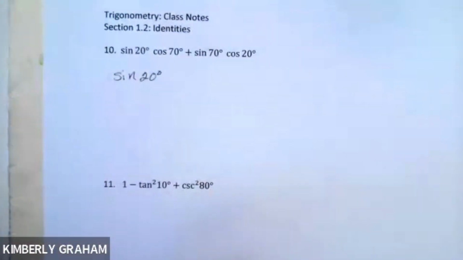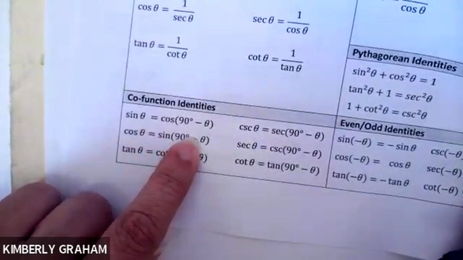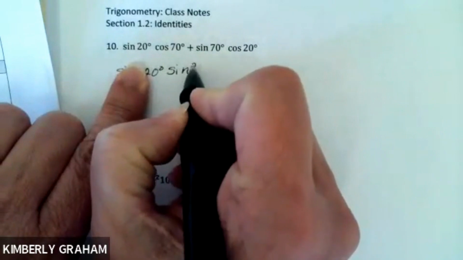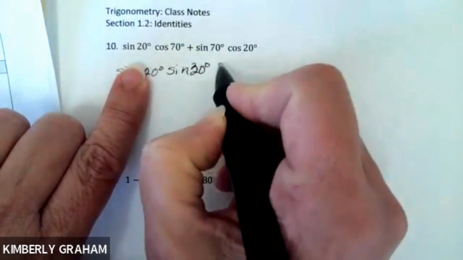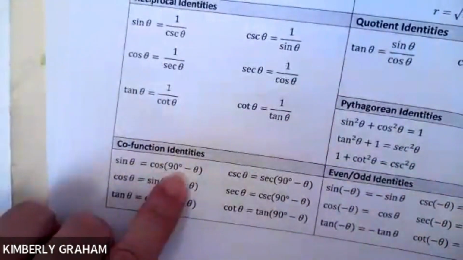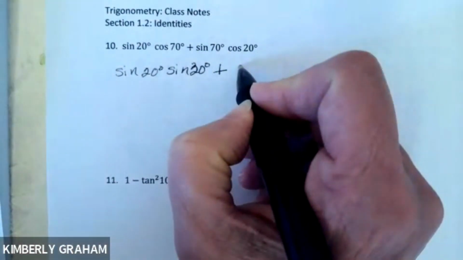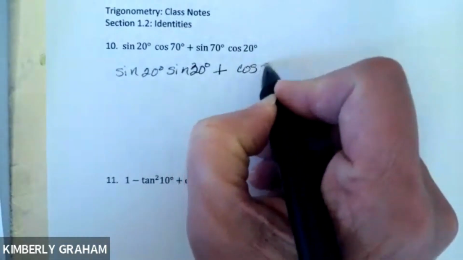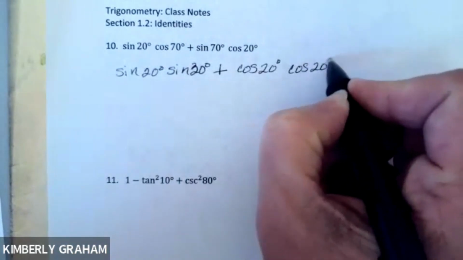So cosine of 70, I can make the sine of 90 minus 70, or sine of 20. Right? So I have sine of 20 that I'm substituting in here. Now remember, I'm trying to use a co-function identity for sine. That's going to be the cosine of 90 minus theta. So this would be cosine of 20 degrees. And I have cosine 20 degrees.